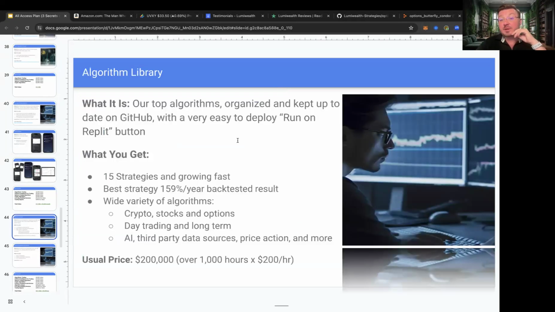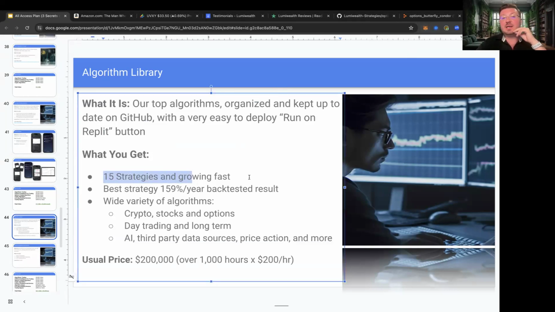You're also going to get our algorithm library, which, if you do the math behind it, we have some crazy strategies in here, right? As I showed you, super easy to run. You click on that run on Replit button, really easy to get this thing started. We have 15 strategies in there right now, specifically in our GitHub. We also have a bunch of other strategies in Google Drive they can get. But in our GitHub, we have 15 strategies that are really easy to run. One click, get them going. The best strategy in there has a backtested result of 159% a year. That's a butterfly one that I showed you. And actually, I think we beat that yesterday. When I backtested one of them, it got something like 200% a year, if you configure it correctly. It was crazy.